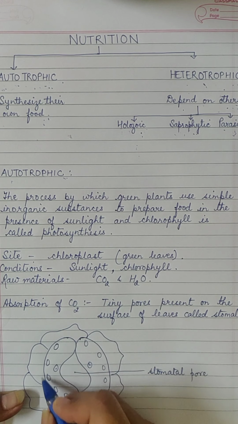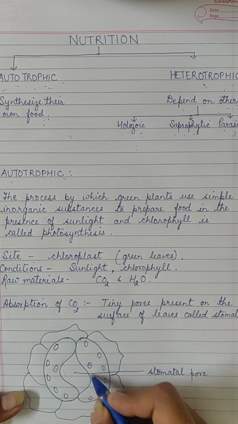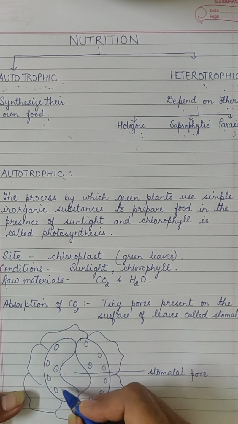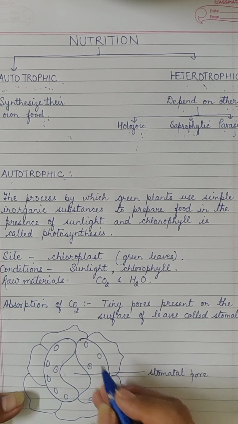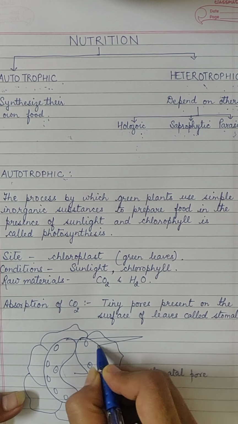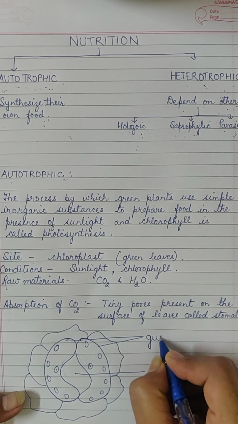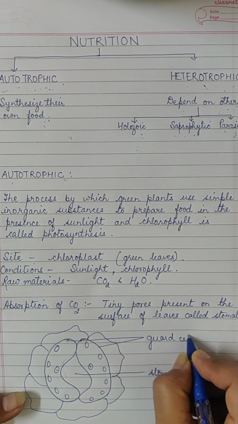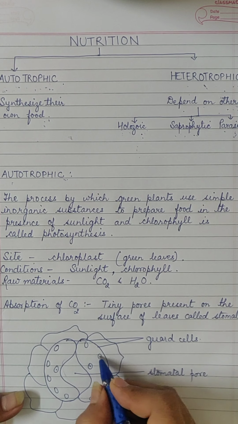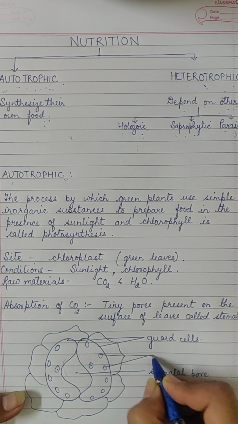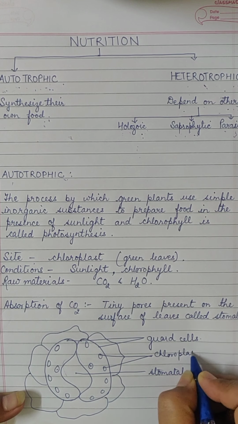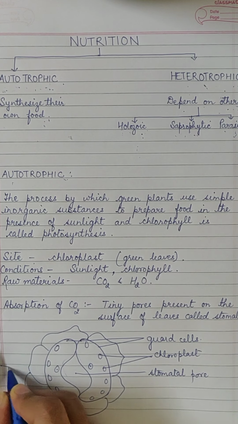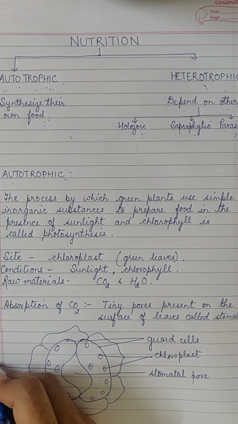Okay, these two, 1 and 2, are bean shaped. This is a characteristic shape called bean shaped. Two bean shaped guard cells are present in stomata. The guard cells have their own chloroplast and they also have their own nucleus.